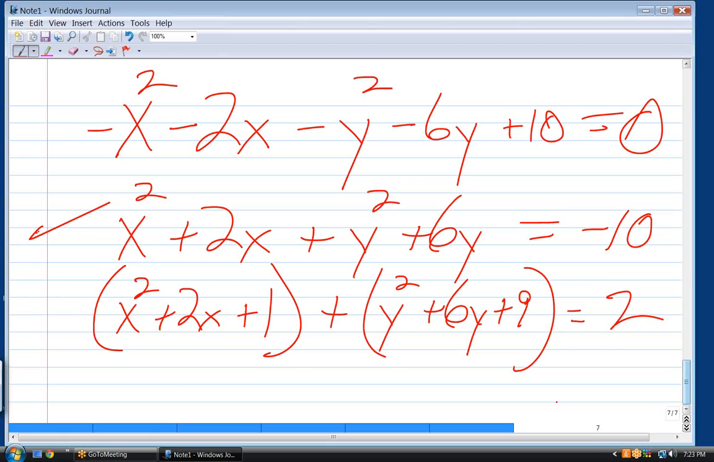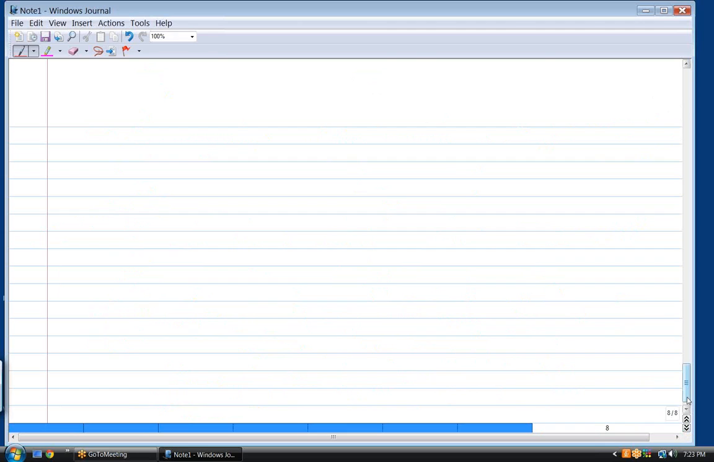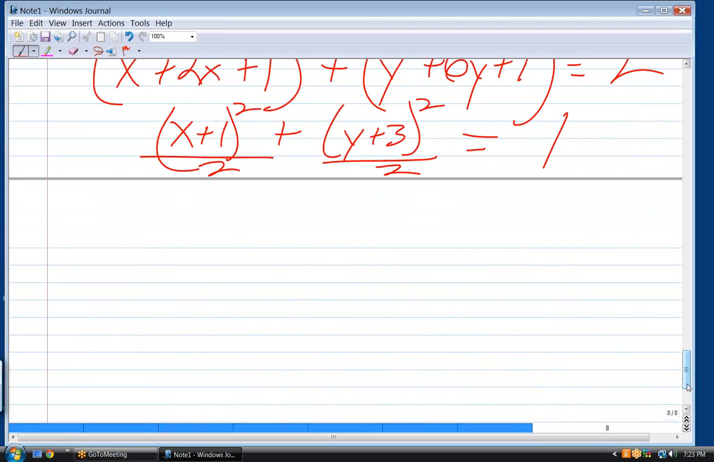Okay? Well now, first of all, I can write this as x plus 1 quantity squared, and this as y plus 3 quantity squared. That's all equal to 2. Well, then I have to divide everything by 2 to get 1 on the other side. Now I have it in the proper form for an ellipse. Actually, what is this? Is that an ellipse? Yeah. No, well, technically, yes. It's a circle.